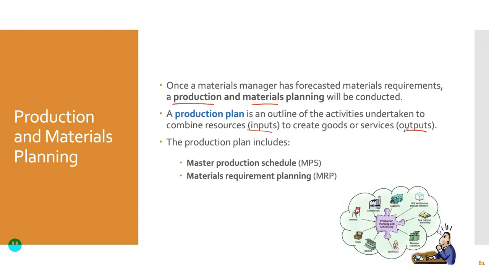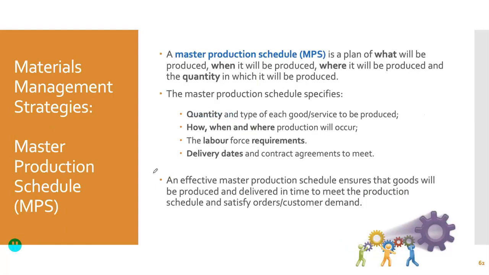This production plan includes two key aspects: a master production schedule and a materials requirement planning. These can be quite complicated in terms of which one to talk about, and we can sometimes get confused. I think it's important that we think about what's in the name. The most important word in the master production schedule is production. We are thinking about what is going to be produced.